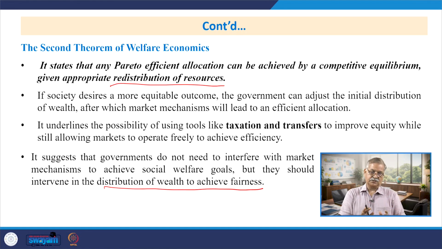So, in the second theorem, market efficiency can be achieved, Pareto optimality can be achieved through redistribution, and redistribution means the available wealth in the society can be distributed through progressive taxation or transfer in such a manner that maximum benefits go to the excluded people so that they can also play an important role in the market economy.